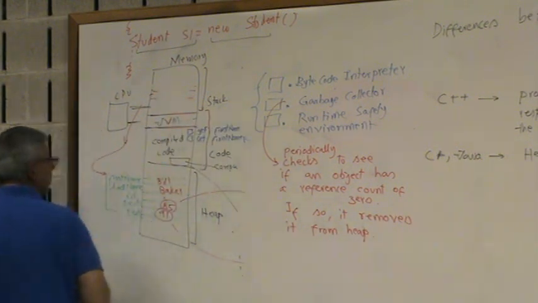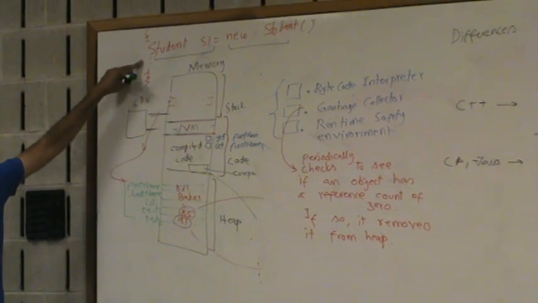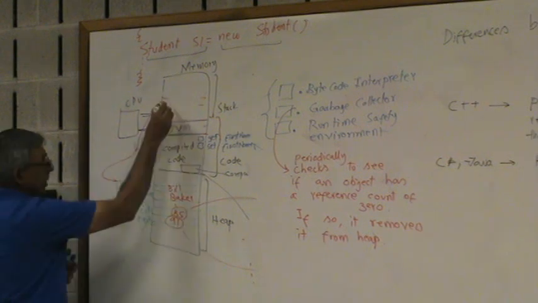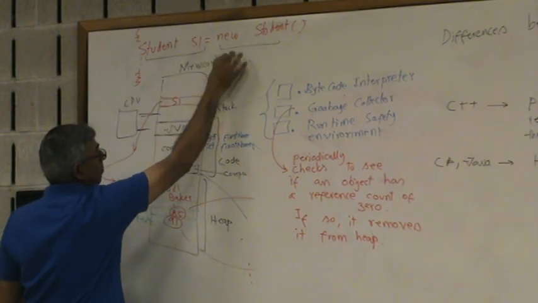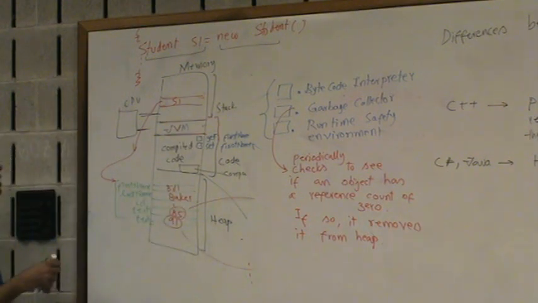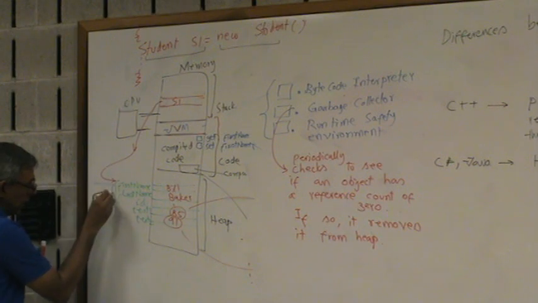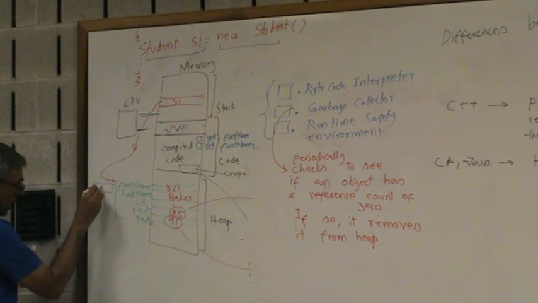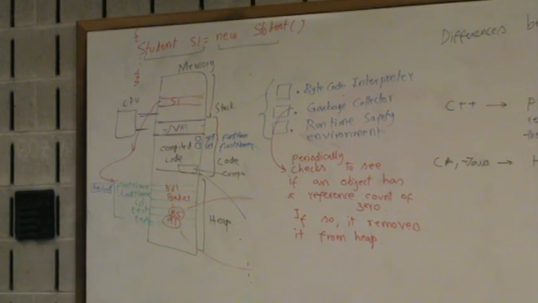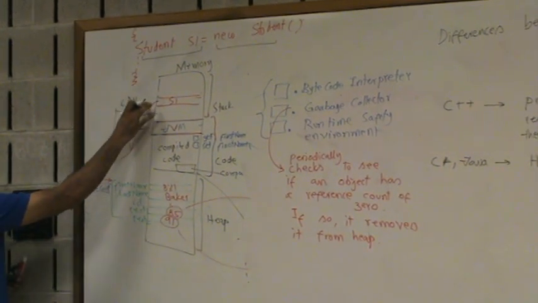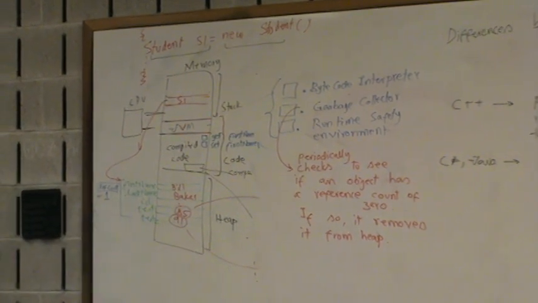Okay, so now let me come to this part over here. So let's go back over here. Student S1 equal to new student. So we allocated S1. As soon as we assigned S1 to this heap area, what Java does, as well as C#, is it has a counter with every object. And because there's one reference pointing to this area, this reference count will be 1.